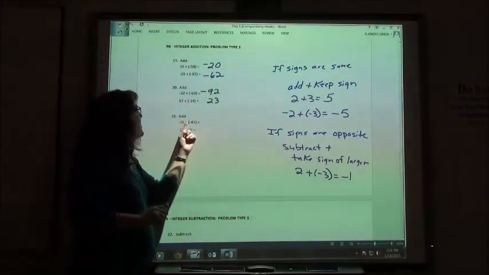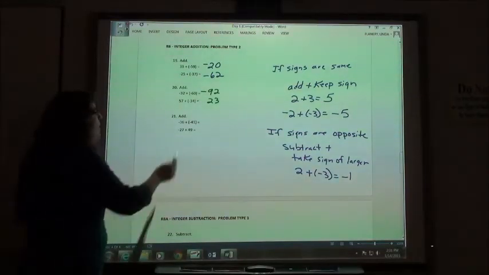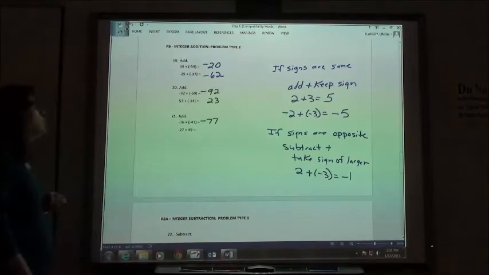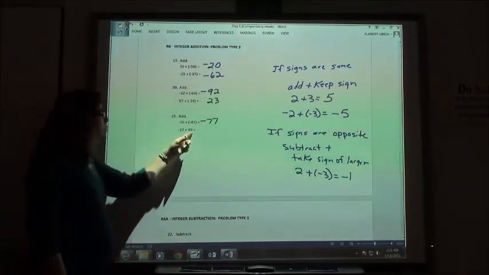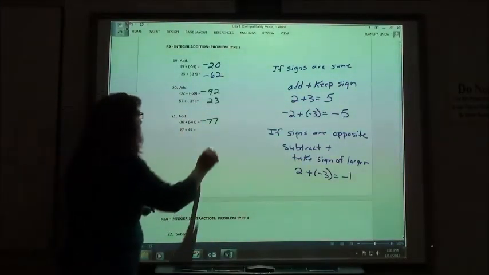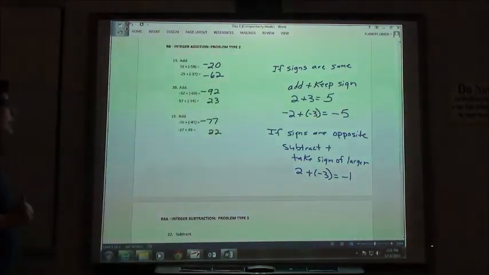Negative 36 plus negative 41 then. Add and keep the sign. If I add them, I get 77, and I'm going to keep my sign, so negative 77. Negative 27 plus 49. I'm going to subtract and take the sign of the larger. So if I subtract those, I get 22. It is positive because my bigger number is positive.